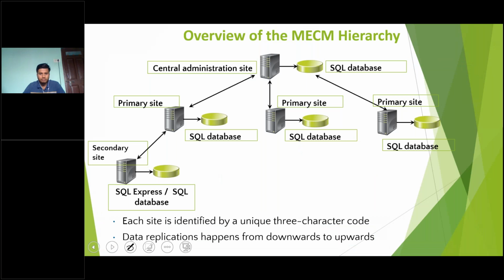As I mentioned earlier, secondary has a database, primary has a database, and central has a database. So whatever data the secondary has collected from the branch office computers, it's going to pass on to primary. Whatever data the primary side has, it's going to pass on to the central database.